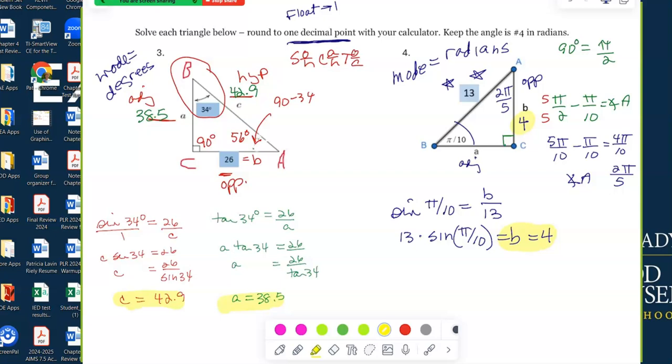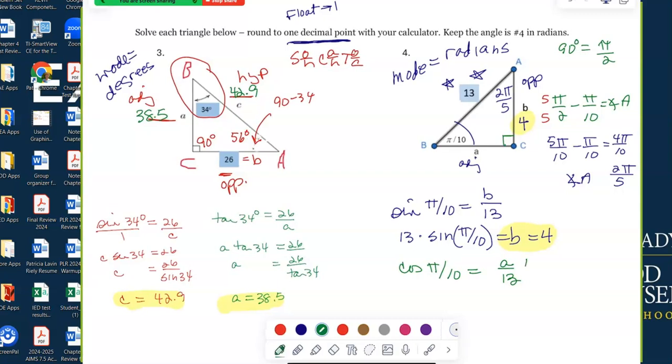So now let's get the adjacent side. So coming down here, I say I'm going to use that same angle. And if we're dealing with adjacent over hypotenuse, that's cosine. So cosine of pi over 10 equals a over 13.